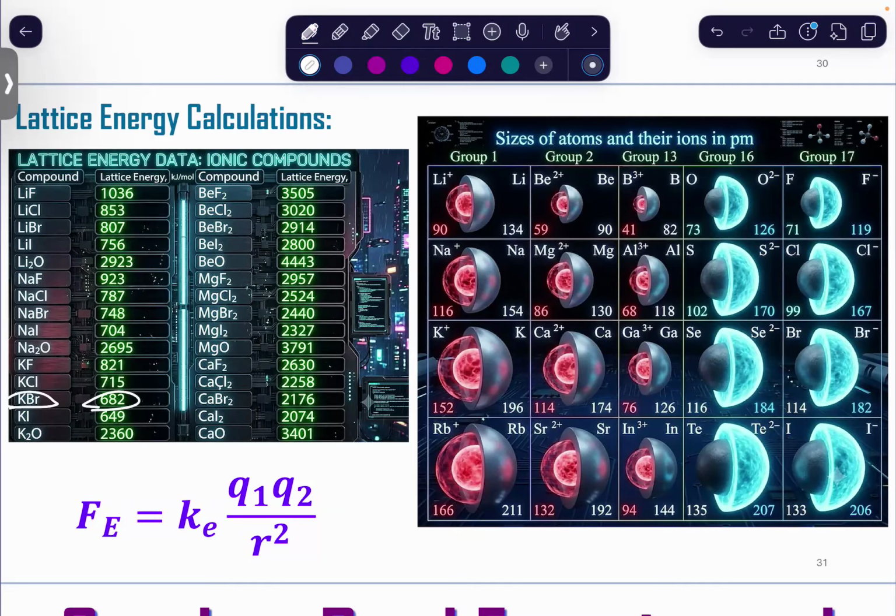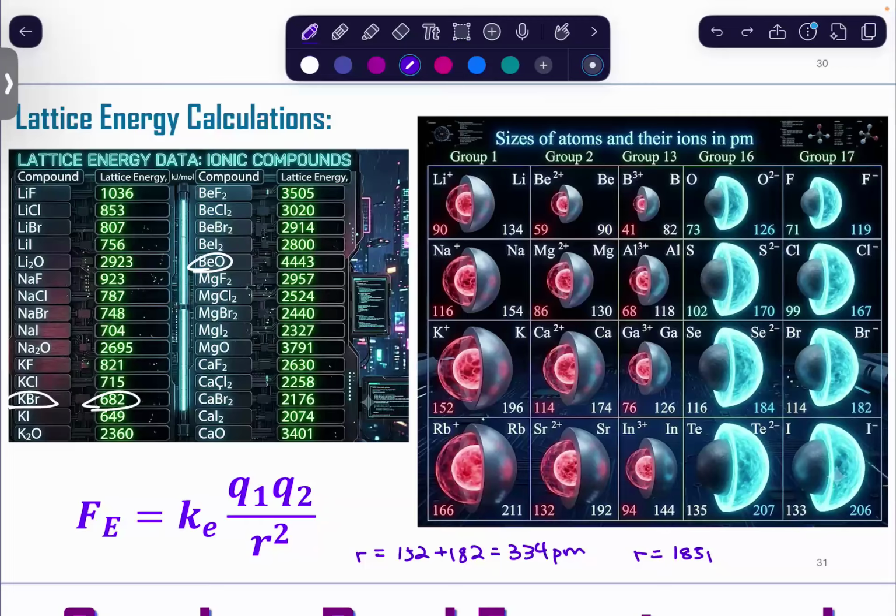So for KBr, your charges are +1, -1, so it's +1 times -1. And then your R is going to be 152 plus 182 equals 334 picometers, versus the R for, let's say, beryllium oxide, which will be an R of 185 picometers.